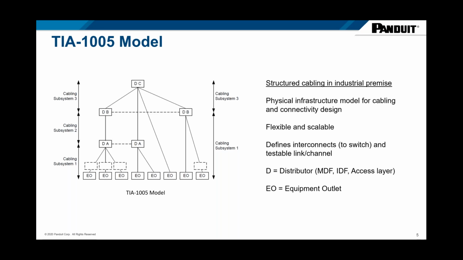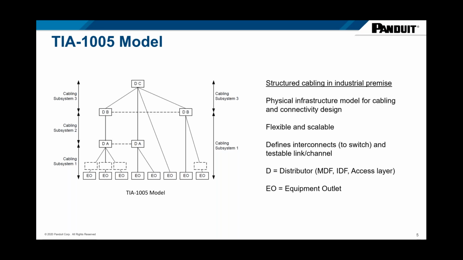Distributor C is the patching co-located with the actual network core equipment, and your distributor A would be your access layer switches. The cabling subsystems, the cabling connectivity, also start at the bottom and move up toward the network core. The links that connect the equipment outlet are called cabling subsystem 1, and then moving up you have subsystem 2 and subsystem 3 all the way up to the network core. Within the distributors are where the patching, interconnects, or cross connects occur.